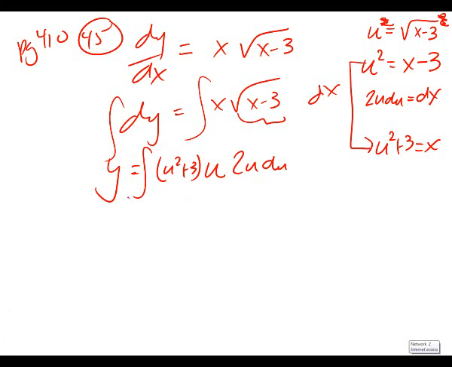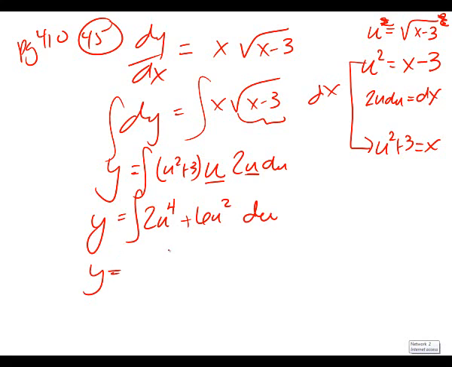So let's simplify that before we try to integrate it. I really have u what? Squared. I could go 2u squared. So 2u squared times u squared would be 2u to the 4th. 2u squared times 3 is 6u squared du. I haven't integrated yet.